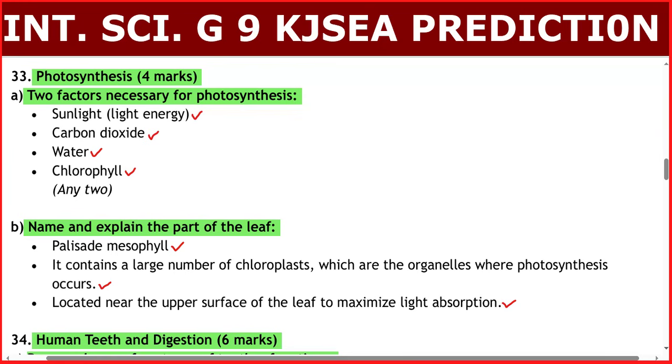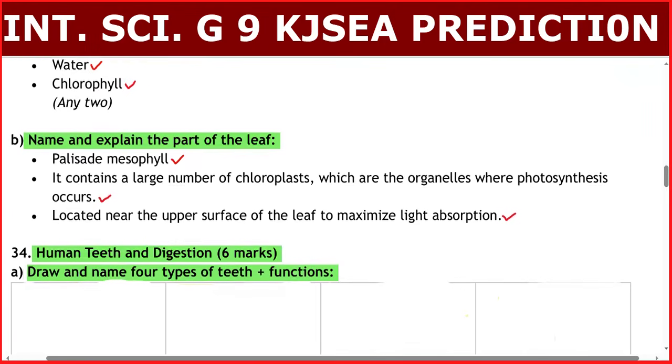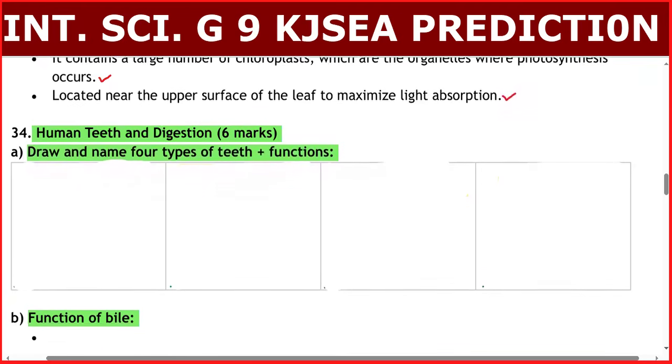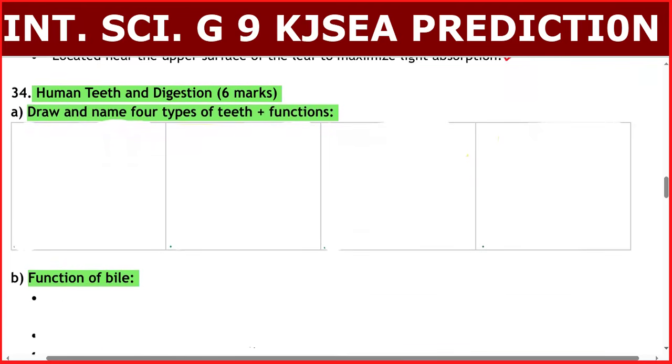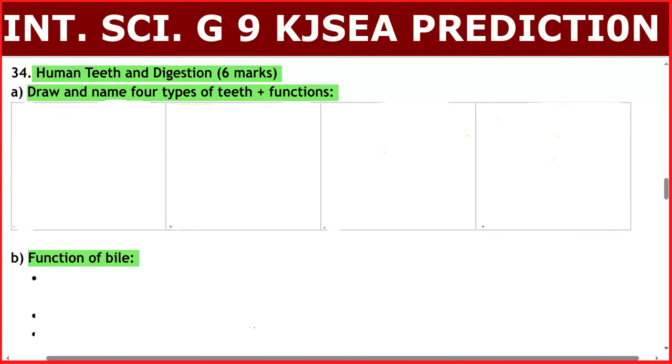Number 34, we are almost finishing. Number 34 talks about human teeth and digestion. You remember this? Yes, the human teeth and digestion. So we are told to draw and name 4 types of teeth and their functions. So let me draw for you very fast, and then you tell me which kind of tooth is that.